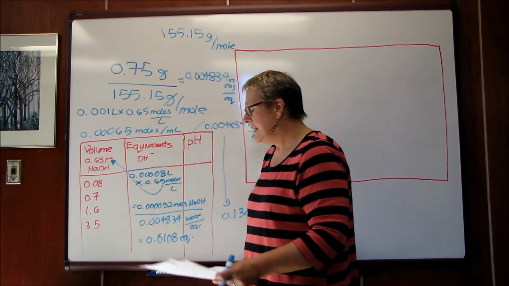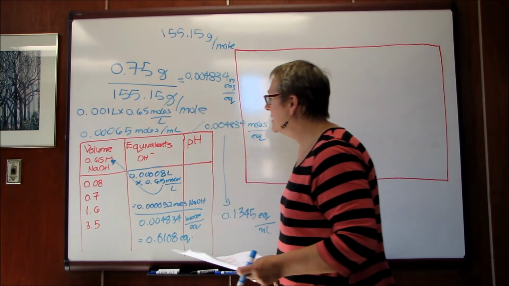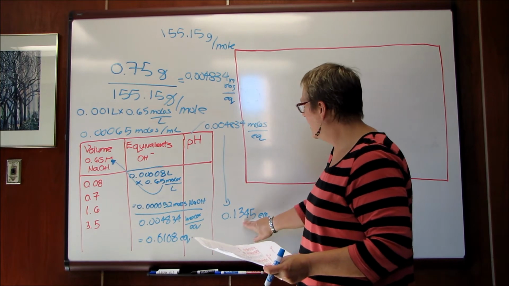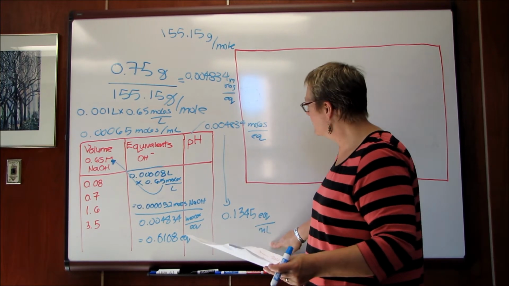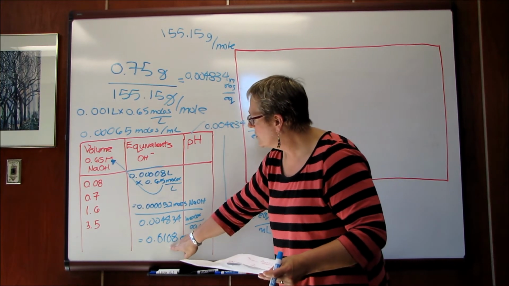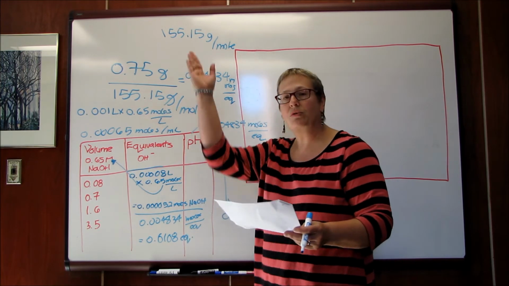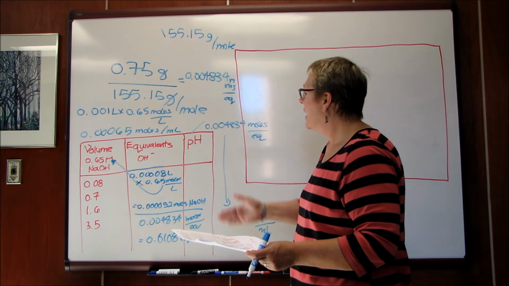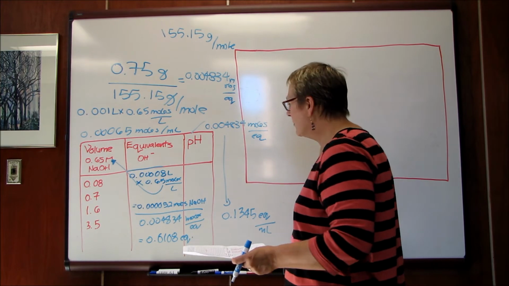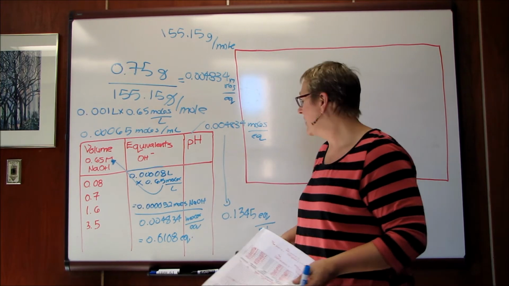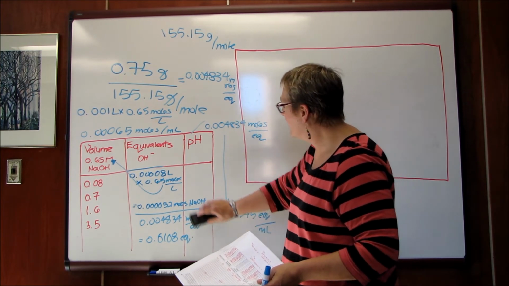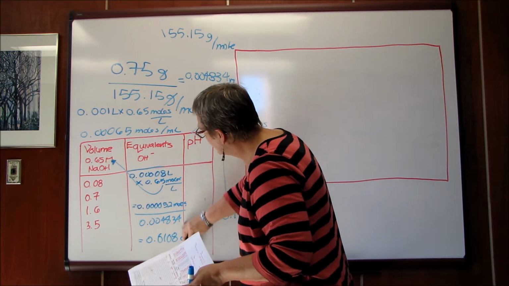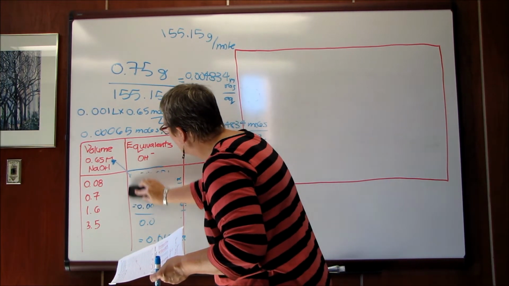So I can say now very quickly 0.08 milliliters times 0.1345 equivalents per milliliter is going to give me 0.0108 equivalents. And I can go through the table rather quickly. From there, you have to figure out what the pH is at each of these values. Okay, so I'm going to leave this math here. I'm going to get rid of some of this so we can figure out how to fill that out.